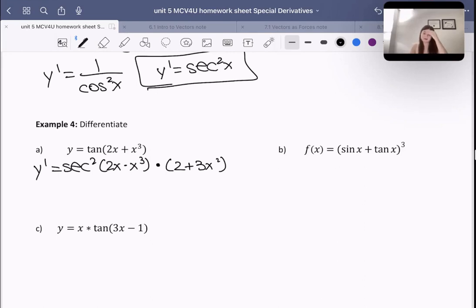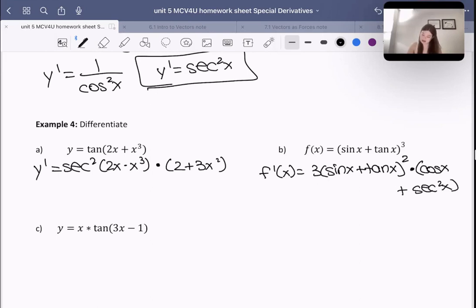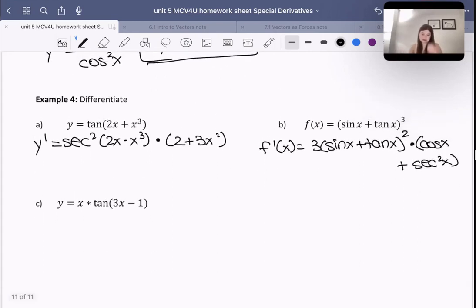What about for b? Well, in this case, we're going to use the chain rule to say that it's going to be 3 times sine x plus tan x, squared, right? So first part of the chain rule times the derivative of what's in the bracket. So derivative of what's in the brackets, well, derivative of sine x is cos x plus derivative of tan x is secant squared x. Like that. Awesome.